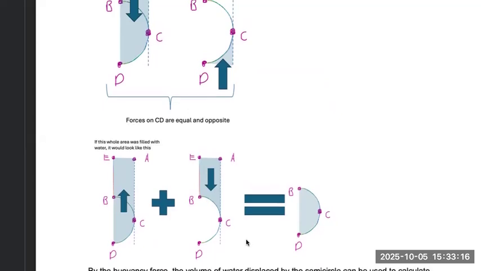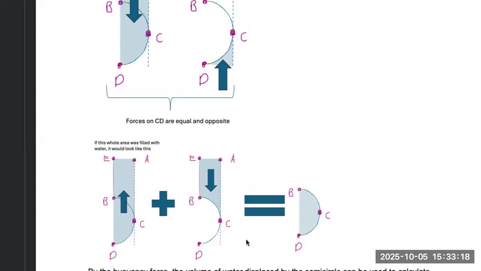Basically, this force acting upwards over here, it is acting upwards on CD. It basically represents this force over here, but we represent it as a force upwards, but of the same magnitude as the volume over here exerts on CD.